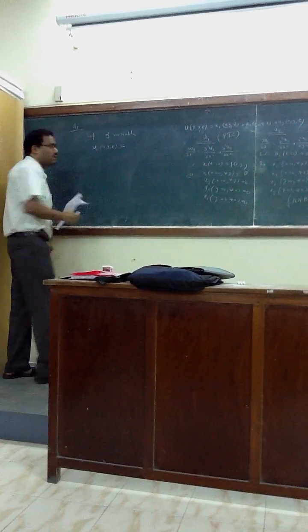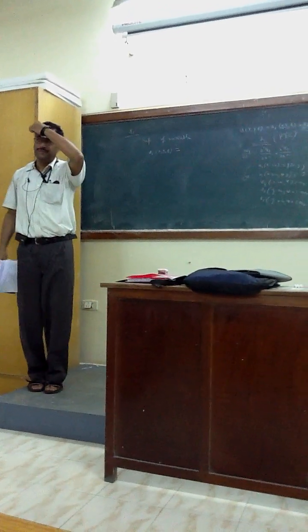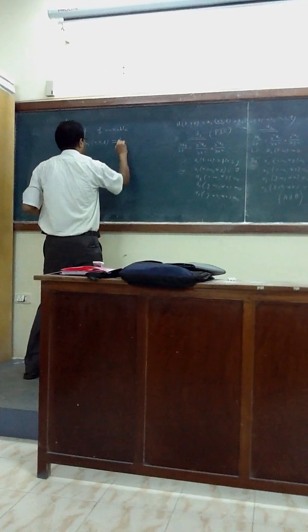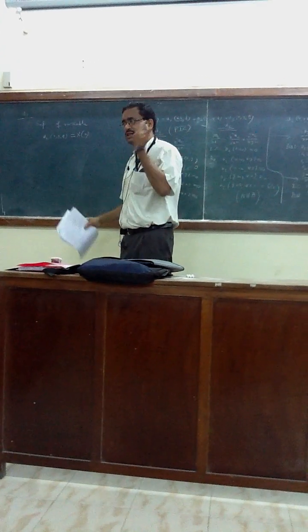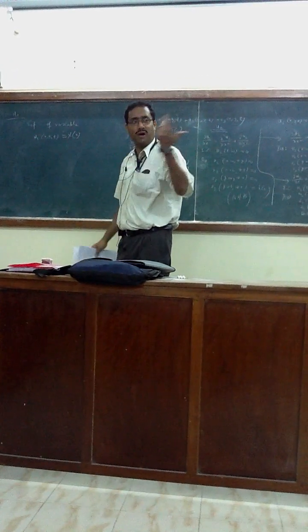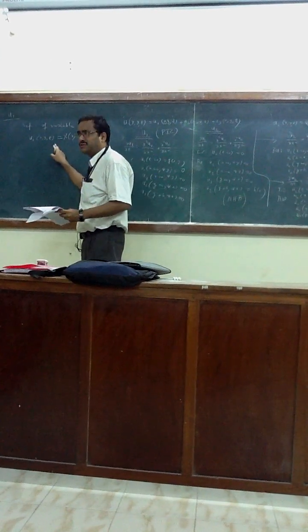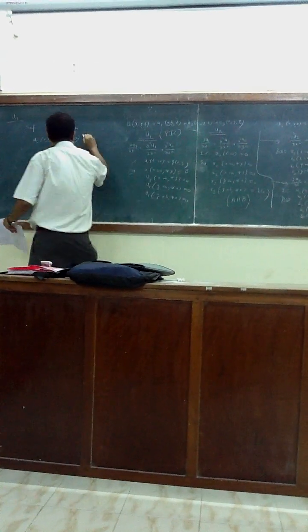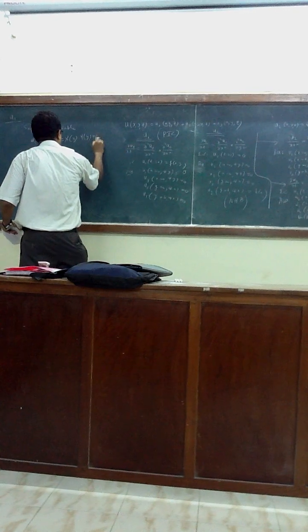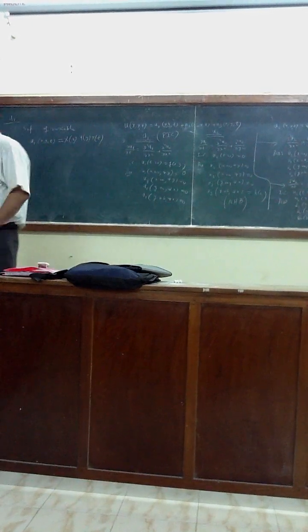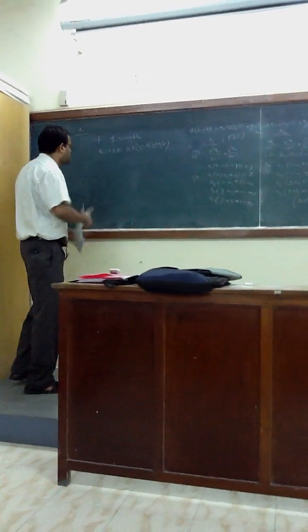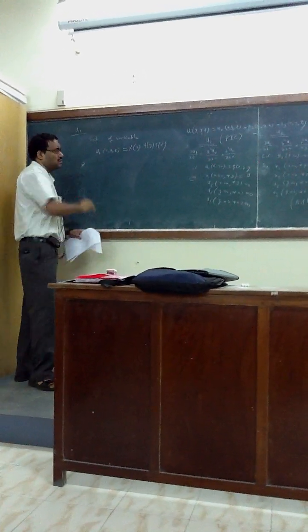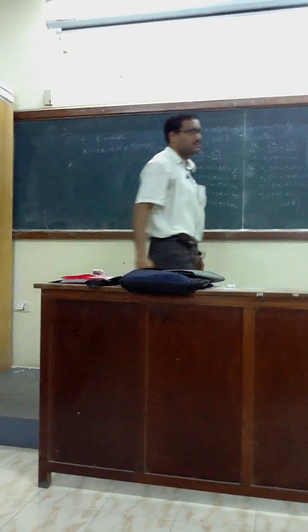What will be the way I will separate the variables? X of x into T. Y is not there, that's what I'm telling you, you are just mugging and giving the answer. How many variables? 3 variables. X of x into Y of y into T of t, right? Next step.